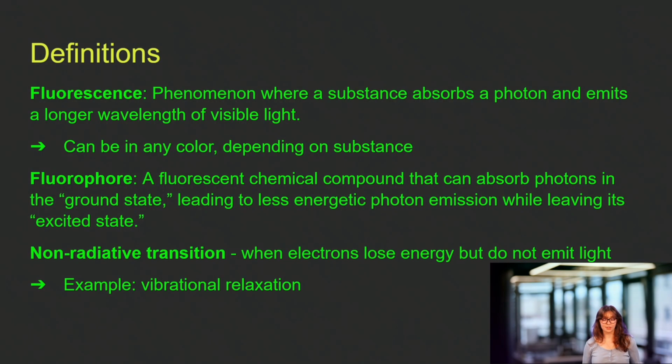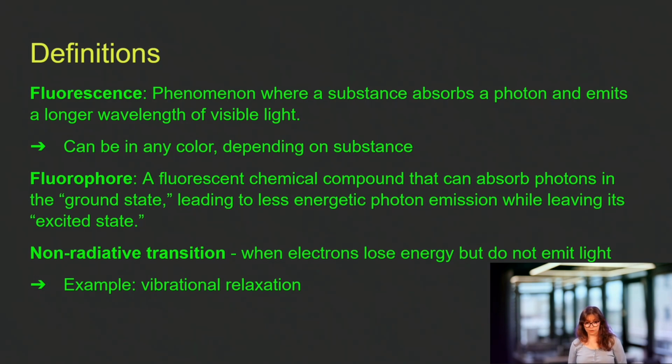Okay, so we're going to start with some definitions. The definition of fluorescence is a phenomenon where a substance absorbs a photon and emits a longer wavelength of visible light. This light that's emitted can be any color depending on the substance. A fluorophore is a fluorescent chemical compound that can absorb photons in the ground state, leading to less energetic photon emission while leaving its excited state.